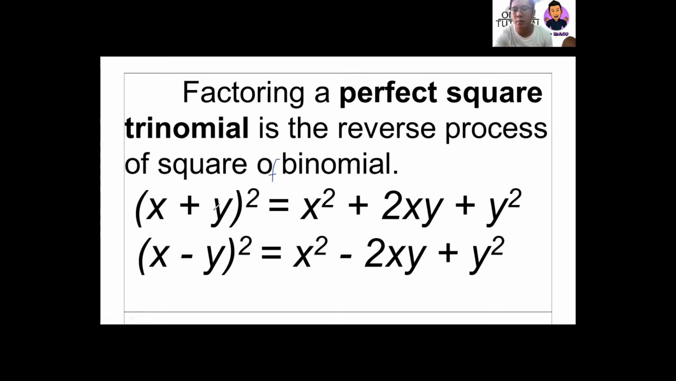Okay. So in squaring a binomial, we know that the first term is the square of this, that is x squared. The second term is twice the product of this, that is 2xy. And then the last term is the square of the second term, which is y squared. So therefore, the factor of x squared plus 2xy plus y squared is simply the square of x plus y. And the factor of x squared minus 2xy plus y squared is x minus y squared.